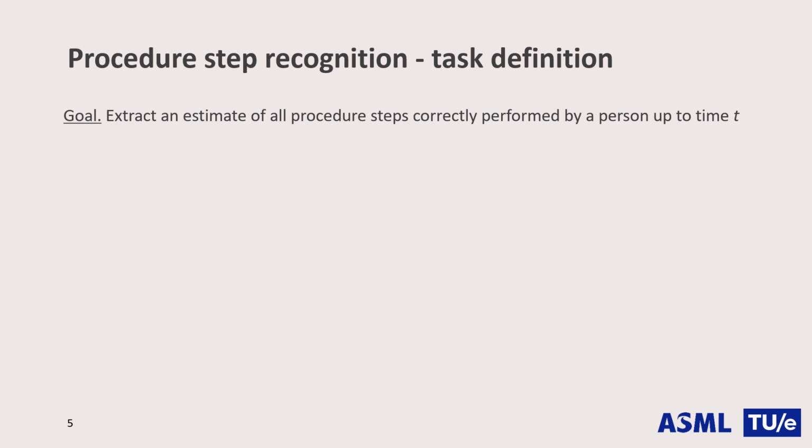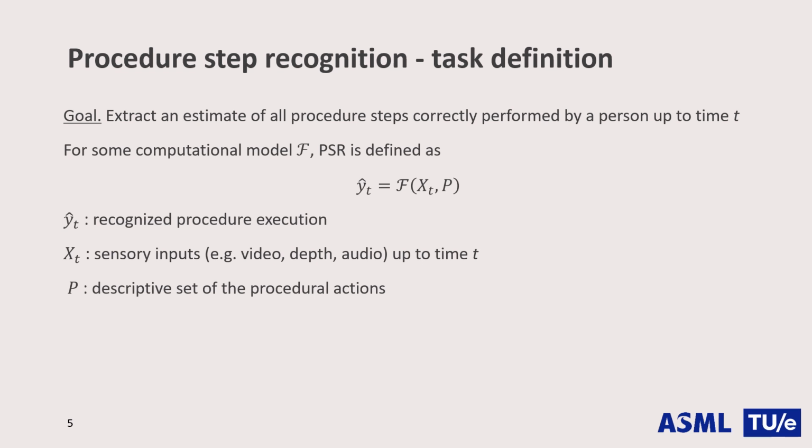The goal of procedure step recognition is to extract an estimate of all procedure steps correctly performed by a person up to time t. We can simply write it down as a function of f, which is some computational model, which takes as input sensory inputs, for instance, video or audio, and a descriptive set of the procedural actions. The latter is key because using explicit information about the procedure, we can reduce the number of training examples that we need to feed into our network.